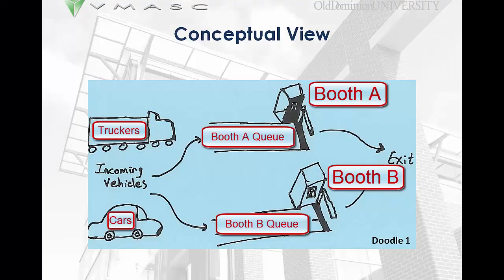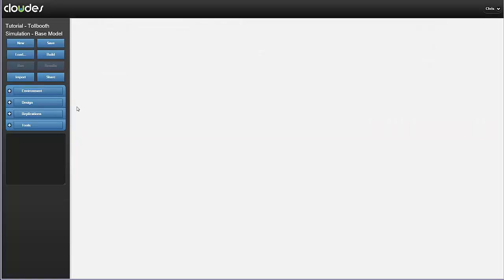Now that we're ready to go ahead and build the actual simulation, we want to jump back and look at our doodle to get an idea for what blocks we want to pull in to build the actual simulation. Building a simulation within Clouds is very simple. Everything that we need falls within the Design tab.